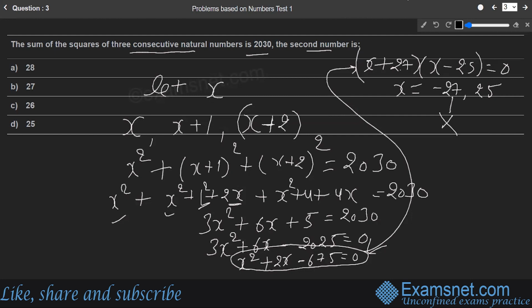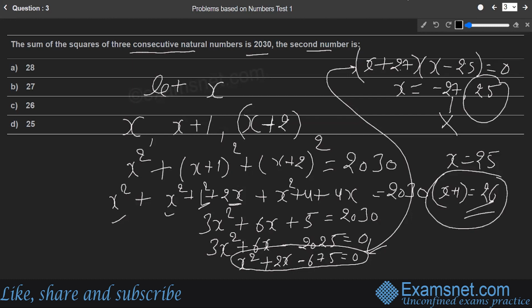Natural numbers are not negative. So clearly the x value to be taken in this case is 25. What had he asked for? The second number. So the second number was nothing but x plus 1. So 25 plus 1, 26 is our answer. That was our second number. It's available in option number C and becomes the right answer for us.